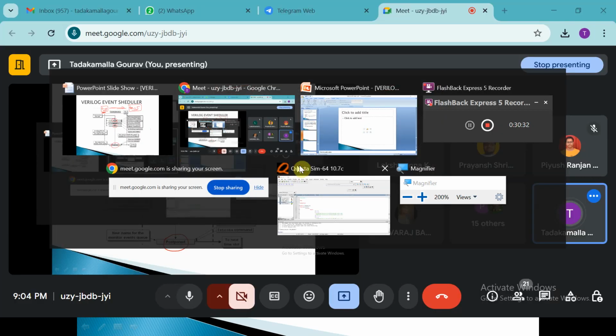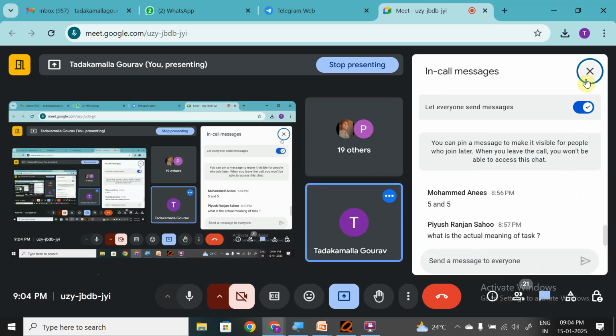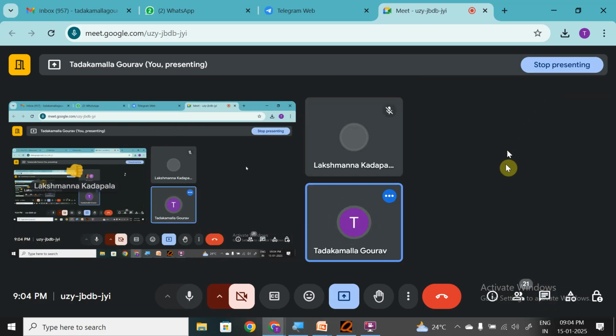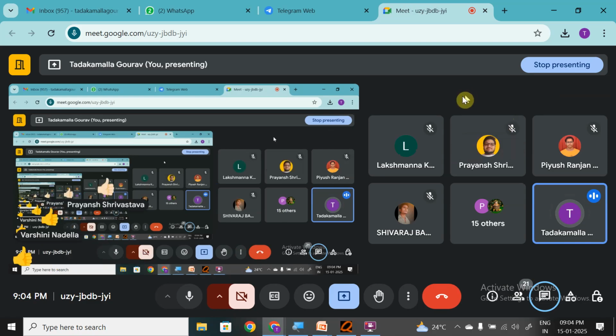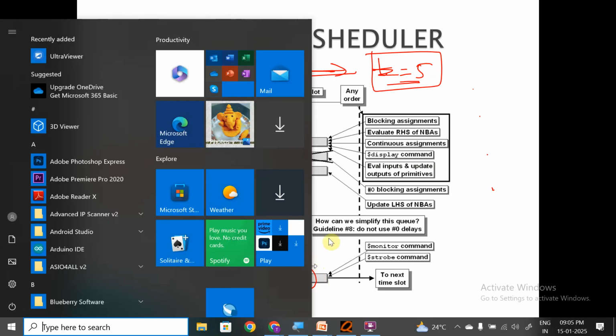Is it clear for everyone? Yes. Now let's see what events are present in Verilog. We have four events. First is active, next is inactive, followed by NBA. NBA stands for non-blocking assignment, and followed by the postpone region.